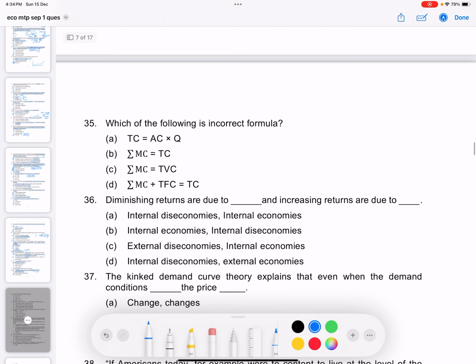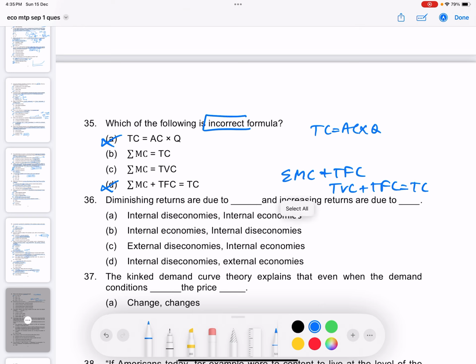Okay, which of the following is incorrect formula? TC equals AC by Q into Q, this is right. Summation MC plus TFC. Summation MC is TVC, plus TFC is TC. So this is also right. Okay, we are supposed to find the incorrect one. Summation MC equals TVC and summation MC equals TC. So we know either one of them should be wrong, right? And we know summation MC is TVC, so this is the wrong one.